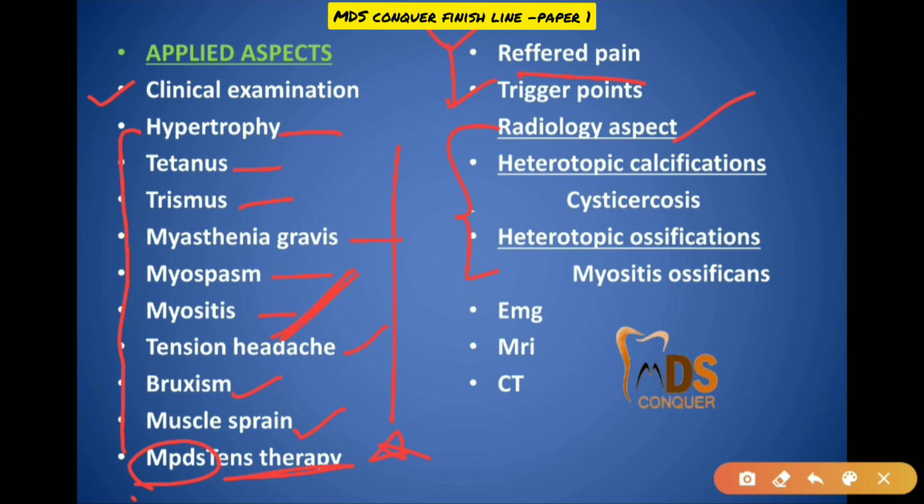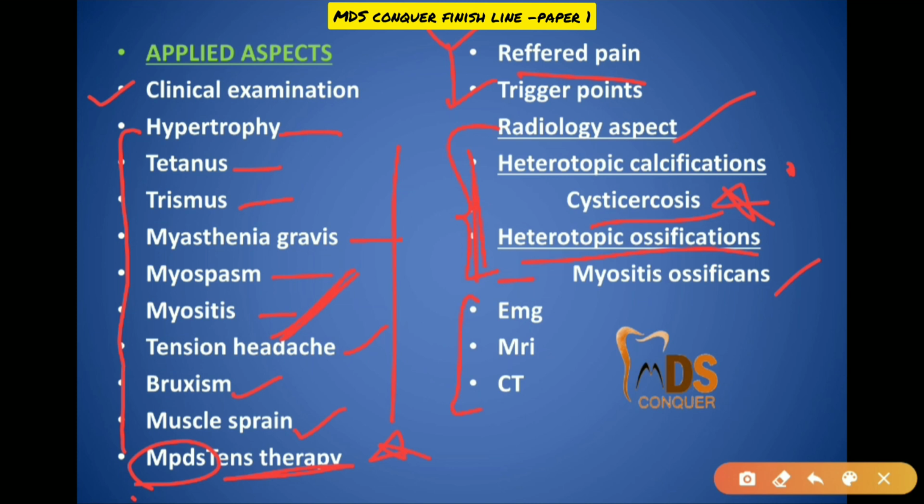muscles of mastication, like heterotopic calcifications such as cysticercosis, which is a very important calcification you can see in the masseter muscle, whereas heterotopic ossifications include myositis ossificans, which involves the masseter muscle. So these are important radiological features which you can mention over here.